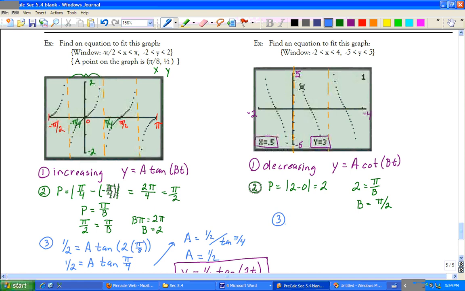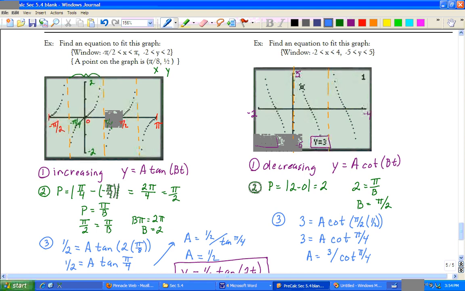Now we can plug everything in and figure out what a is. So we have 3 is equal to a times the cotangent of pi over 2 times 0.5, which is 1/2. So we have 3 is equal to a times the cotangent of pi over 4. So a is equal to 3 divided by the cotangent of pi over 4. The cotangent of pi over 4 is 1. So that's 3 divided by 1 is 3, so our a value is 3.